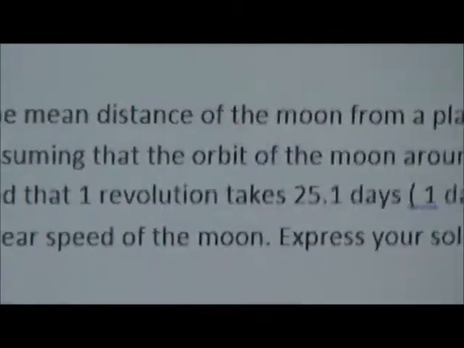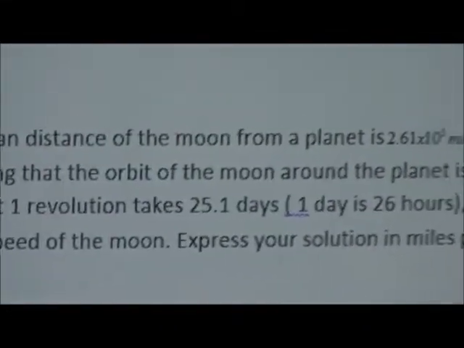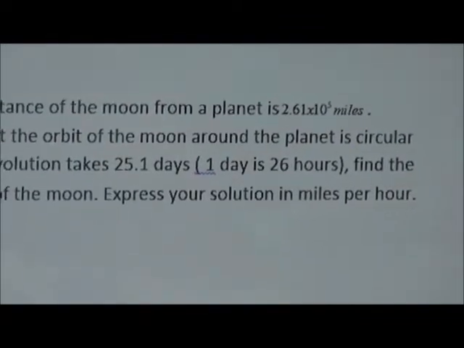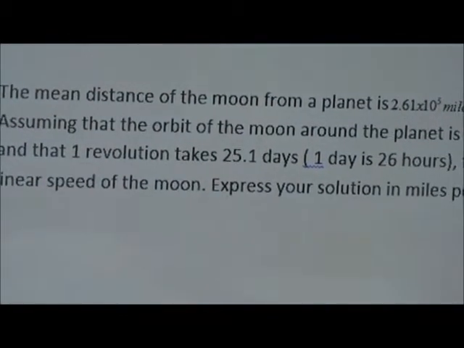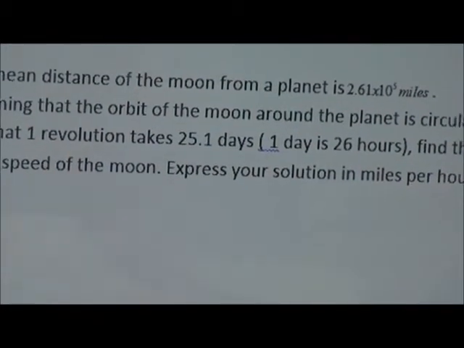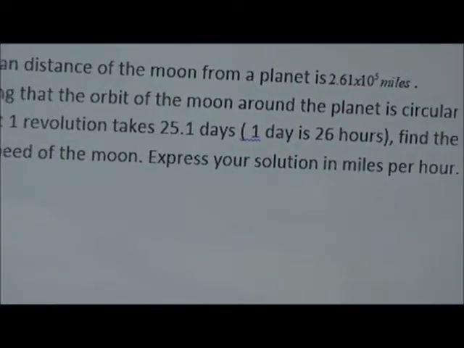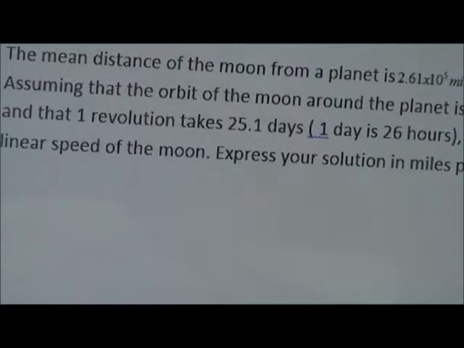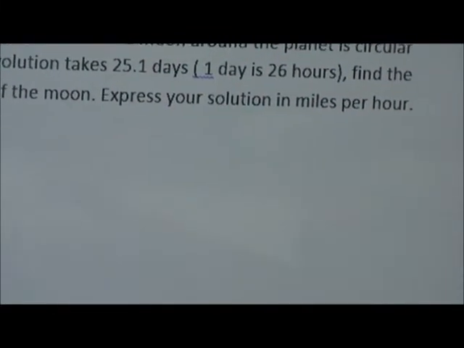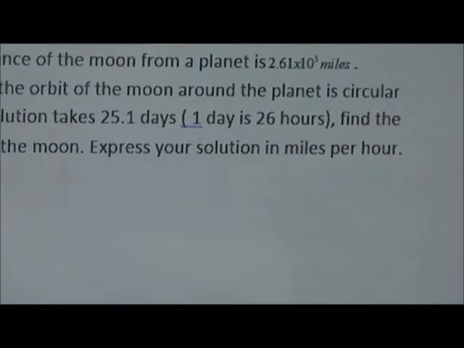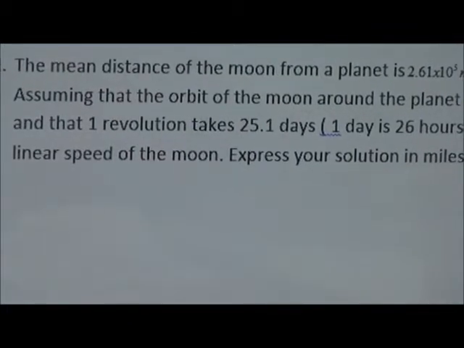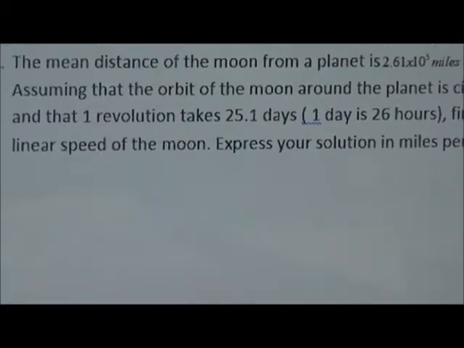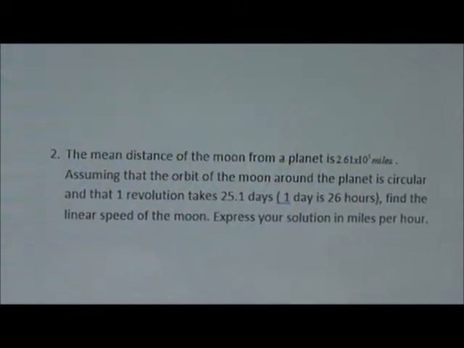Let's do another problem. Now, if we can look at this very closely, the mean distance of the moon from a planet is 2.61 times 10 to the 5th miles. Assuming that the orbit of the moon around the planet is circular and that one revolution takes 25.1 days. Now remember, one day is equal to 26 hours in this particular case. Find the linear speed of the moon. Express your solution in miles per hour.